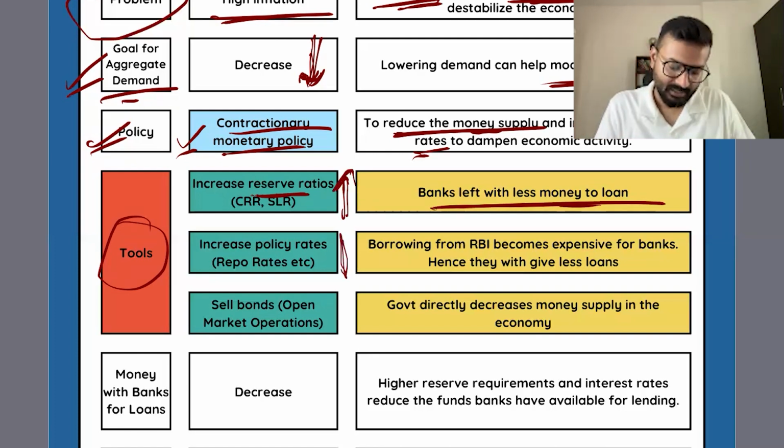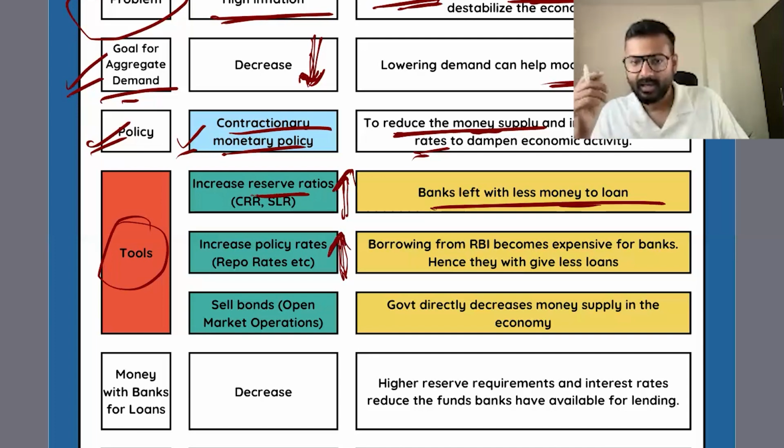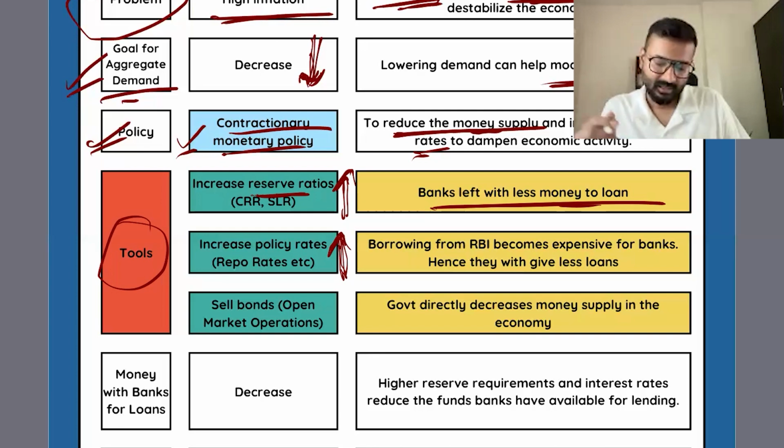What will happen to the policy rates like repo rate or MSF, SDF? This time RBI will increase the policy rates. So borrowing becomes expensive for the bank. Borrowing becomes expensive, then banks will borrow a lesser amount from RBI. In turn, they will also increase the rate of borrowing for the consumers or customers.